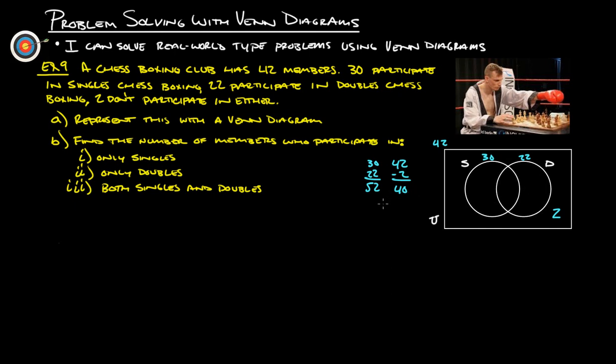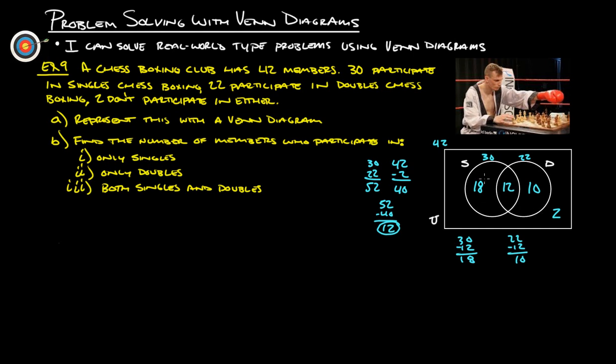So if we have our 30 and our 22, that's 52 total if they were all individual. So we have to figure out how much overlap there is, how many are in both, and that's where we would take 52 minus 40. Gives us that there are 12 that are in both regions. So if we have 12 in here, then to figure out what this piece is, we would just do 30 minus 12, and that is going to give us 18. So there's 18 that just do singles, and there's 12 that do singles and doubles, and then 22 minus 12 gives us that there are 10 that do just doubles.